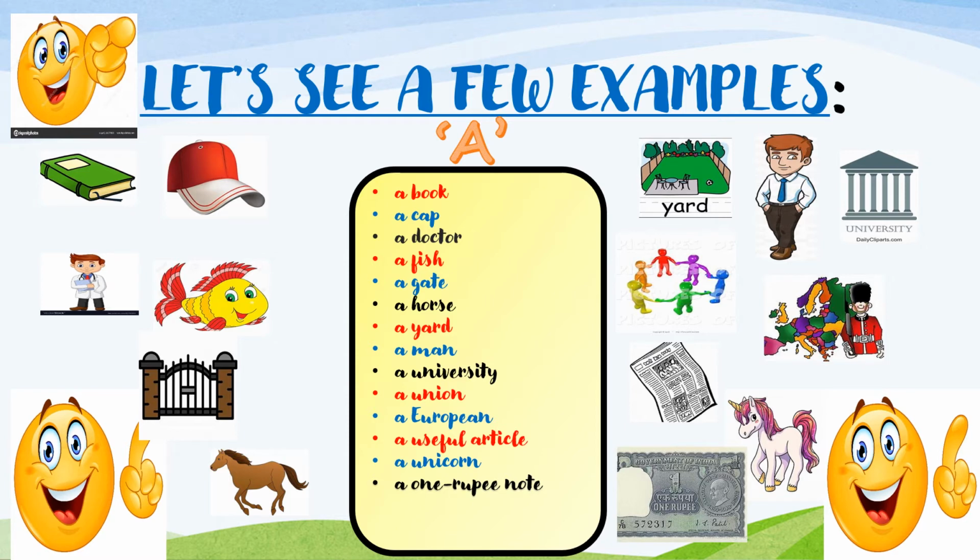Let me tell you. Though these words begin with vowels, they make consonant sounds. Look at university, Y sound, union, Y sound, European, E and U together make Y sound, useful, Y sound, unicorn, Y sound, and if you take the last example, 1 rupee note, V sound. So all these words, though they are vowels, they are making consonant sounds. So that's why we have to use article a instead of article an. I already told you article a and an are completely determined by sounds.